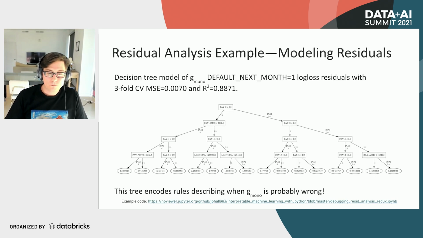Okay. Another oldie goldie trick is to model residuals. Here I fit a decision tree model to my residuals on my group of people who did default. It's a very accurate single decision tree, R squared of 0.88, very low mean squared error. And this tree encodes when I'm likely to be wrong.